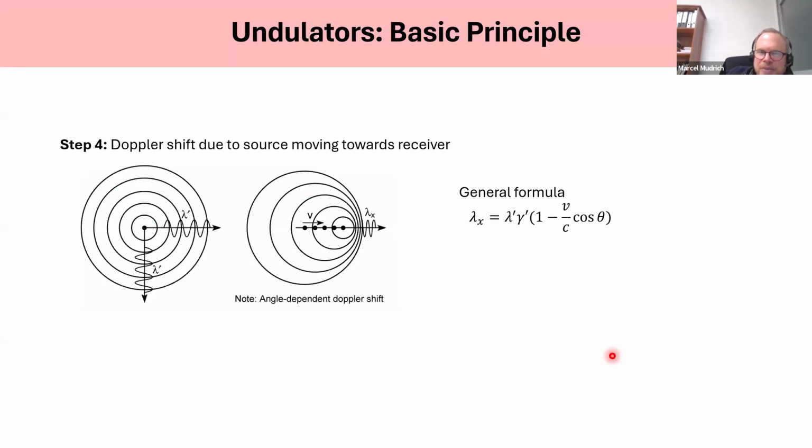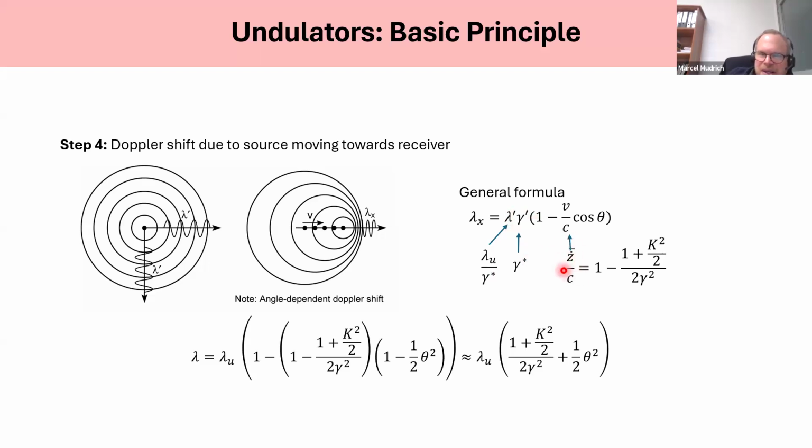Okay, so we are in the rest frame of the electron. Now on the last step, we have to transform back from the rest frame into the lab frame. This takes into account that the electrons basically move towards the receiver, and the general formula is this one, where we have these different wavelength and gamma parameters that we just derived.